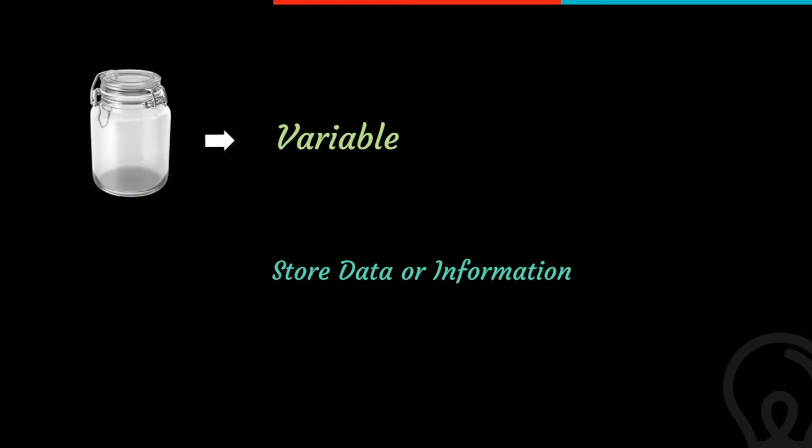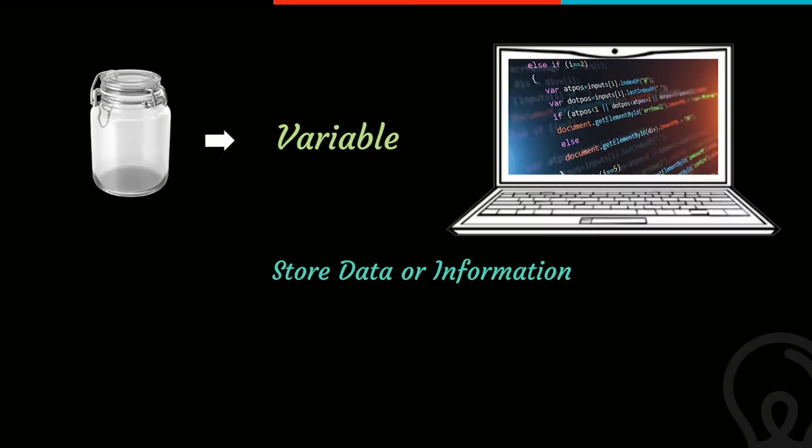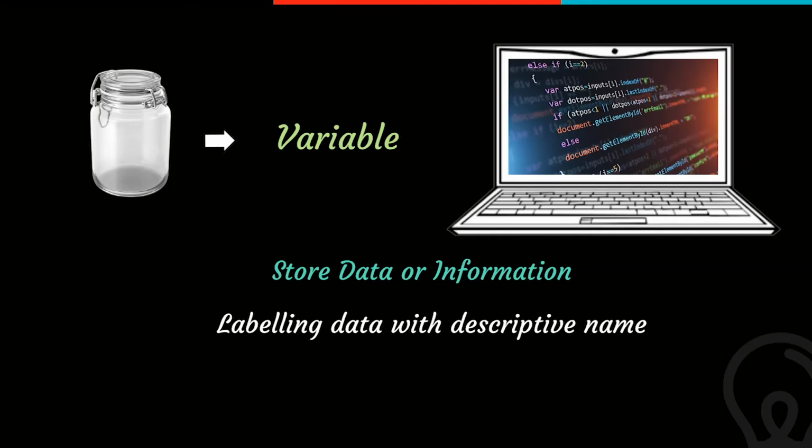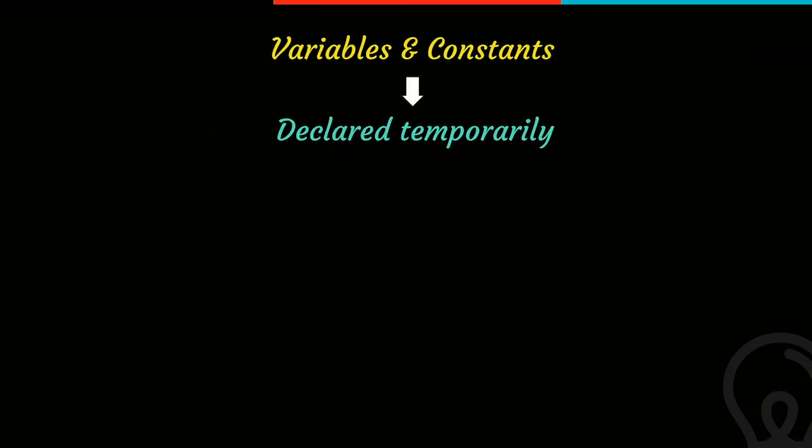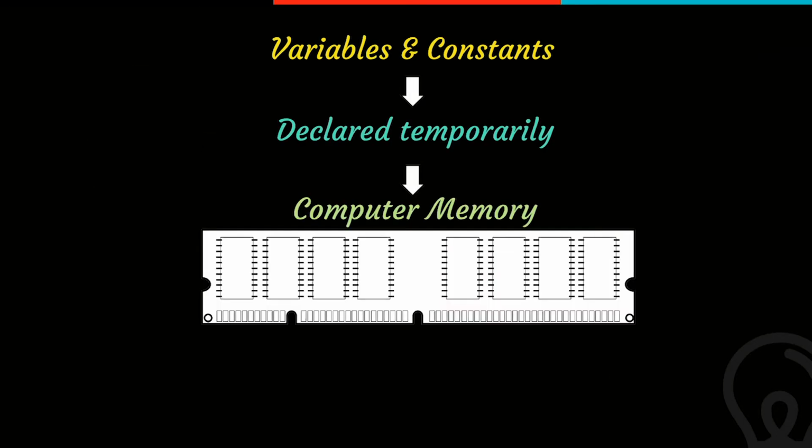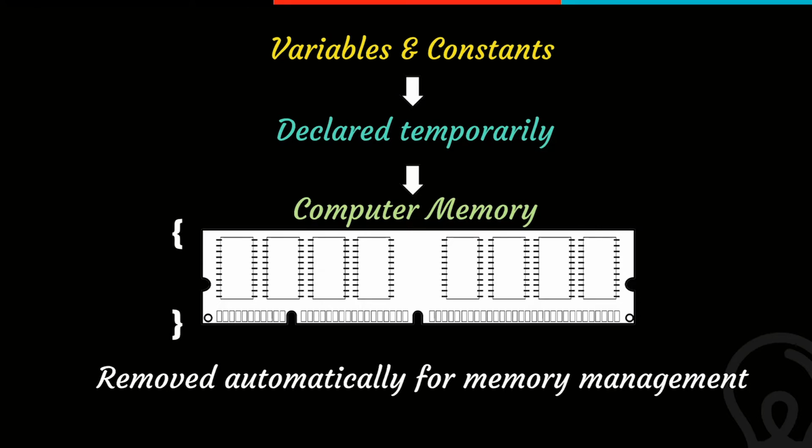Now consider this container or jar a variable, which you will use to store some data or information to be referenced and manipulated while programming anything. They also provide a way of labeling data with a descriptive name, so our programs can be understood more clearly by the reader and ourselves as well. And variables and constants are declared temporarily in the computer's memory, which means they can be used as per the scope we define. Afterwards, those are removed automatically for memory management.